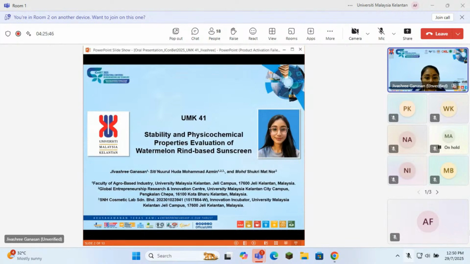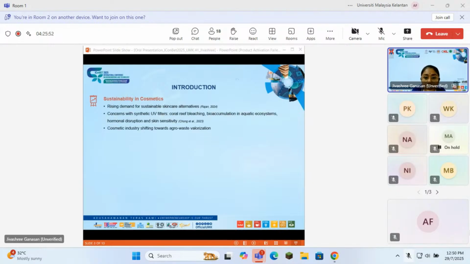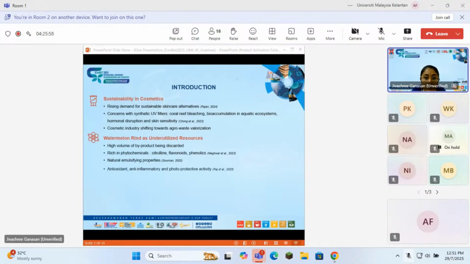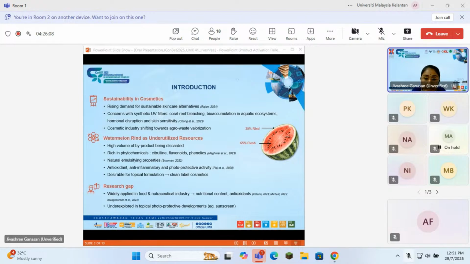To begin with the introduction, as we all know, sustainability has become a growing focus in the cosmetic industry, and consumers are more aware of their sunscreen products. One of the major concerns in the use of cosmetics is the synthetic ingredient, which has been linked to coral reef bleaching, hormonal disruption, and other environmental risks.